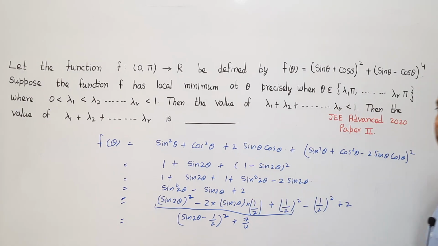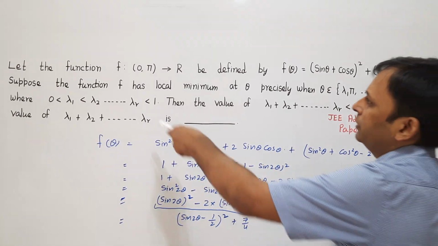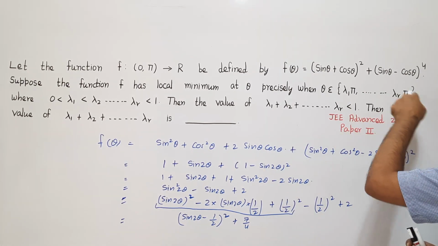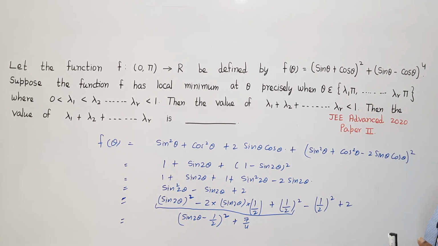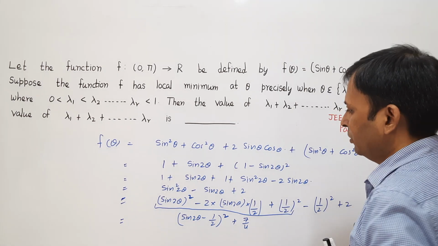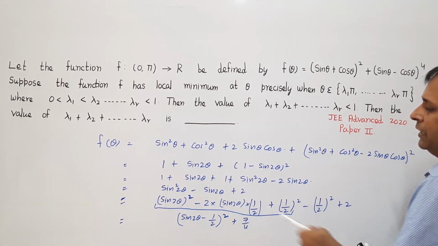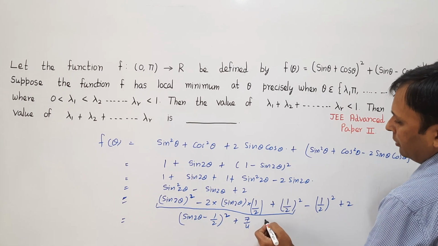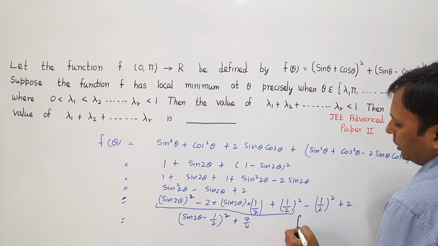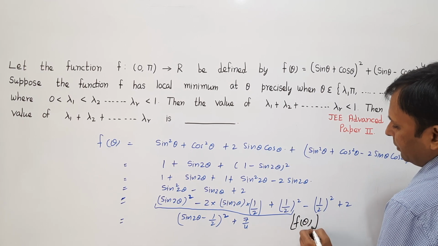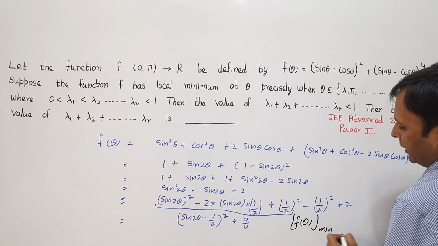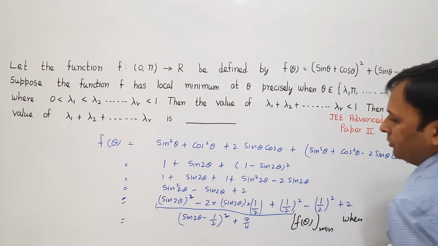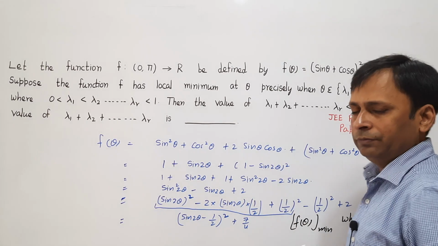Now what I actually need to find out are the points of local minimum, for those values of theta, and then compare them with the values given in this set. This will happen when sine 2 theta is equal to 1 by 2. This is when the function will take its local minimum, that means the minimum value of f of theta will occur when sine 2 theta becomes equal to 1 by 2.